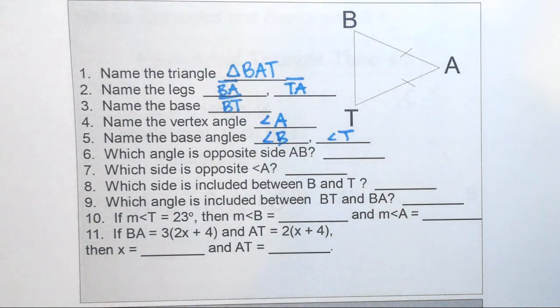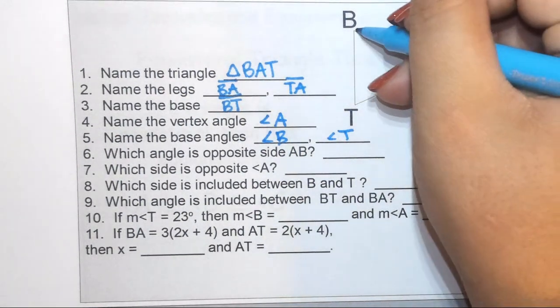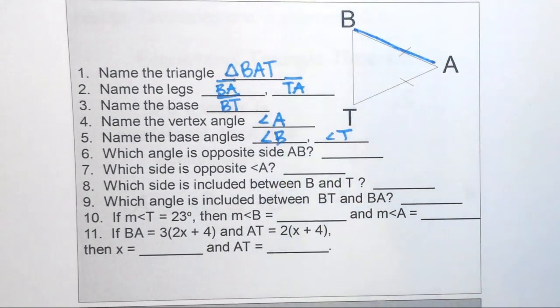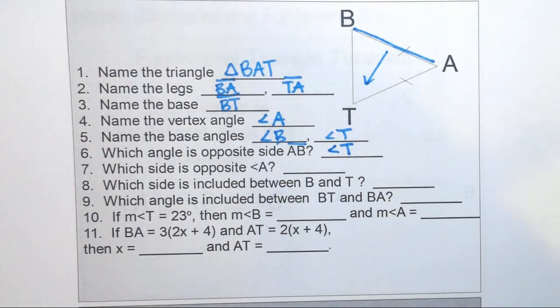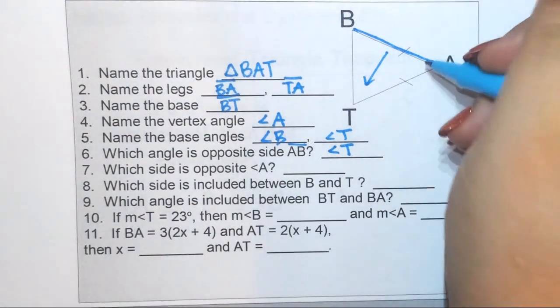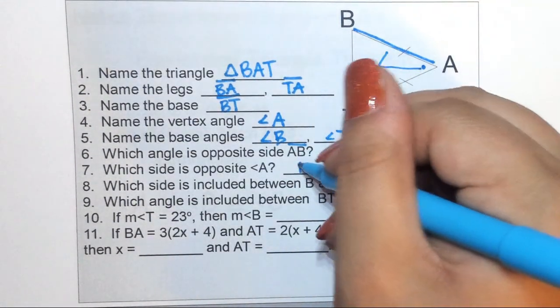Carolina, which angle is opposite AB? So which angle is opposite segment AB? Give me a letter. T. Angle T. Angle T is opposite of segment AB. Perfect. Carolina, can you choose somebody else? Griffin. All right, Griffin. Which side is opposite angle A? Segment BT. Here's angle A. Opposite of that is segment BT.